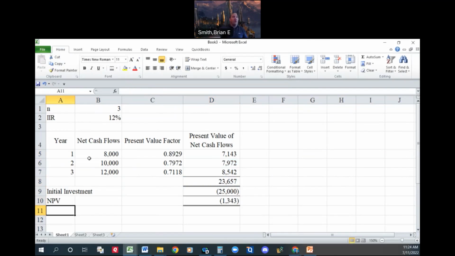But what if our net cash flows were different? What if it was 10,000, 12,000, and 15,000? Okay, all of a sudden now we see that this is positive, then we want to do it. As long as this is above 0, which I wonder how we can get it to 0. Let's play around with this.